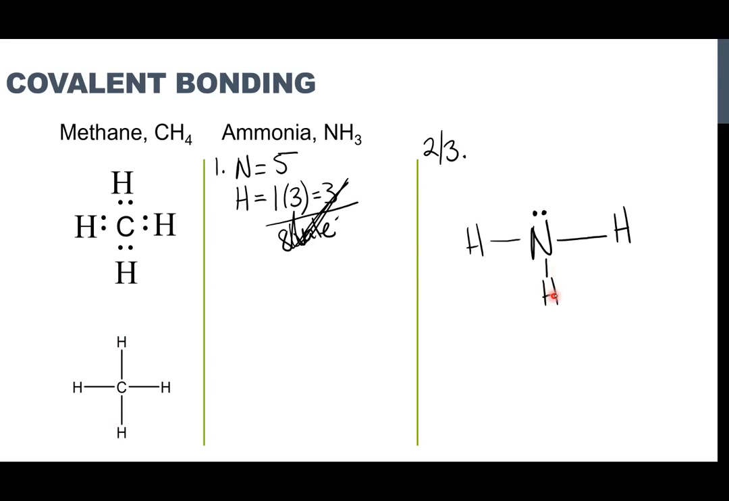Now I've got to make sure everybody's happy. So hydrogen is happy with his duet. 1, 2. Hydrogen is happy with his duet. 1, 2. Hydrogen's happy with his duet. 1, 2. Nitrogen wants an octet. Nitrogen wants 8. So he's got 1, 2, 3, 4, 5, 6, 7, 8. So he is happy, and this checks out as the Lewis structure for ammonia.